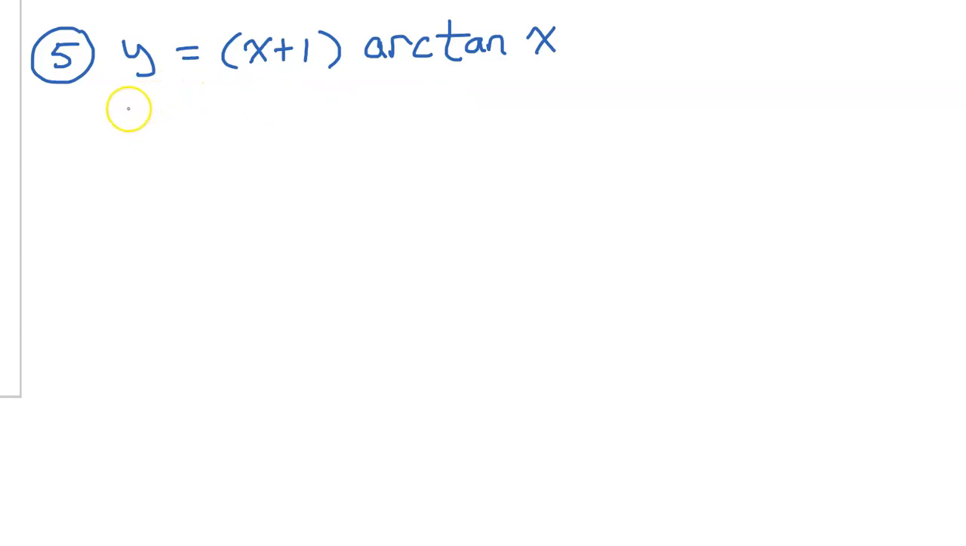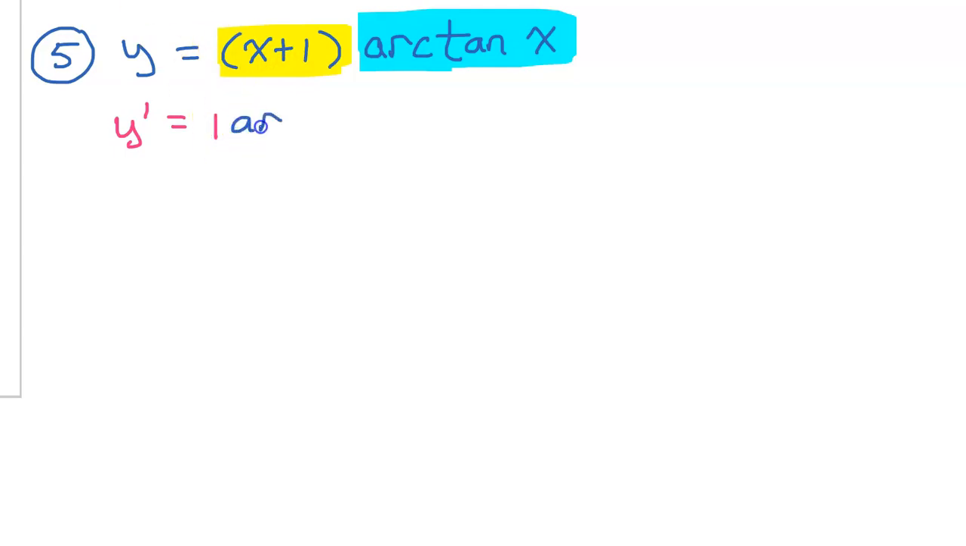First, we need to find f prime. Well, I should say y prime. So y prime, let's do the product rule. We have this yellow function, times this blue function. The first time through, we will take the derivative of the yellow. The derivative of x plus 1 is just 1. This time through, we leave the arctangent part alone, and we put a plus. The second time through, we leave the yellow function alone, so I put x plus 1. And then we take the derivative of the blue.